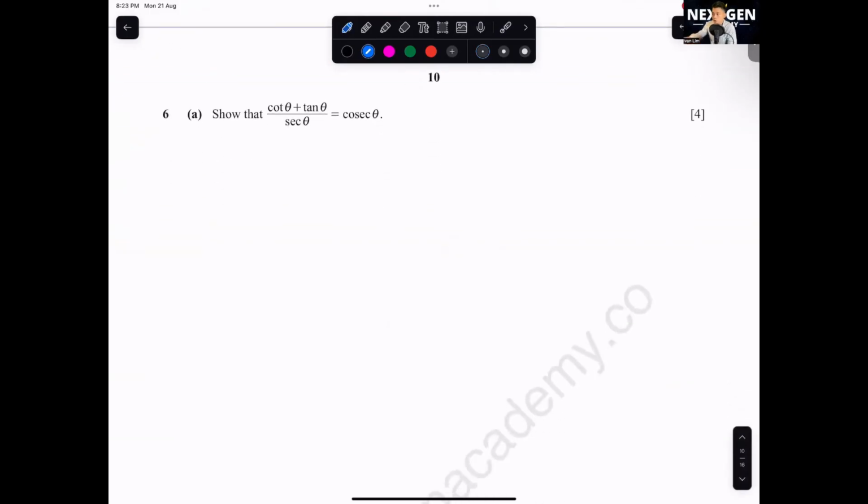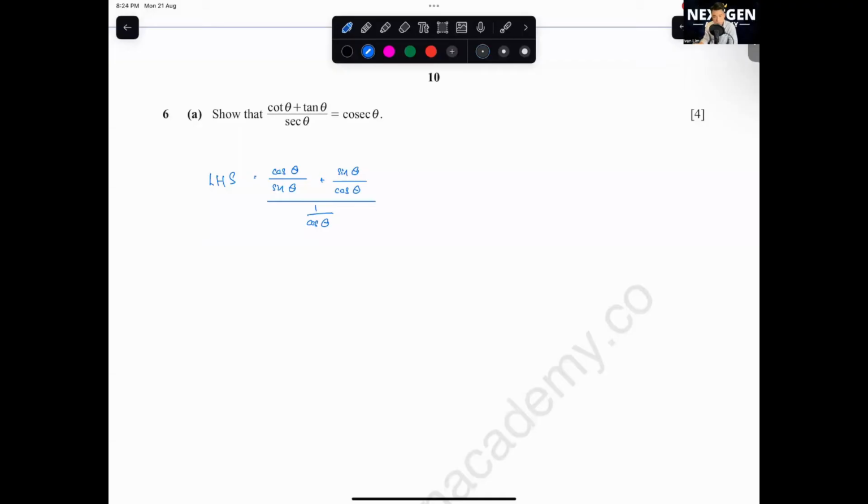Question 6a, trigo, everyone's favorite question. Show that cotangent theta plus tangent theta over secant theta equals cosec theta. So this is a proving question, so you start with the more complicated side. Write LHS. Cotangent theta is cos theta over sine theta. Tangent theta is sine theta over cos theta. Over, secant theta can be written as 1 over cos theta.